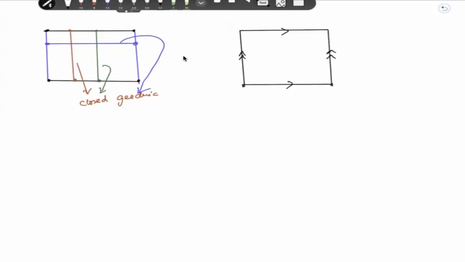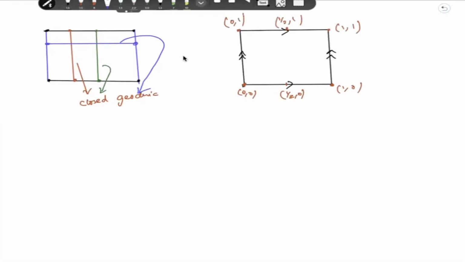So this is my flat torus. Now let us call this point my origin. So this point is (1/2, 0), this point is (1, 0), this is (1, 1), this is (1/2, 1), and this is (0, 1).